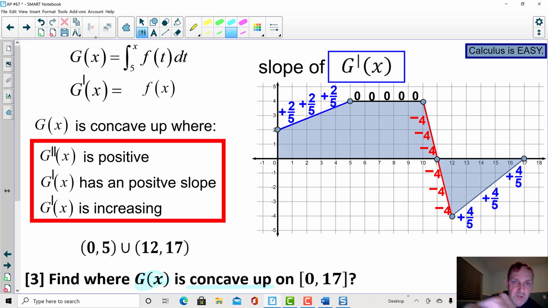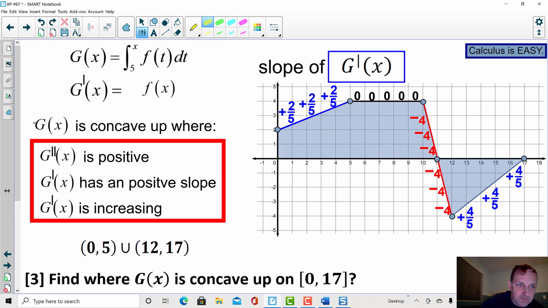So we have two regions where our function g is going to be concave up. It's going to be from x equals 0 to x equals 5. And it's also going to be from x equals 12 to x equals 17. So here's our final answer. This is where g is concave up, because that's where g double prime is positive. I do want to point out that your intervals for concave up and for concave down are always going to be open intervals. So don't use brackets for that.